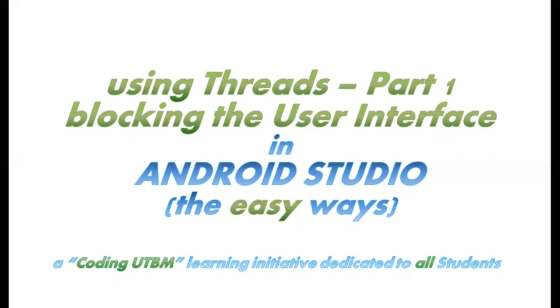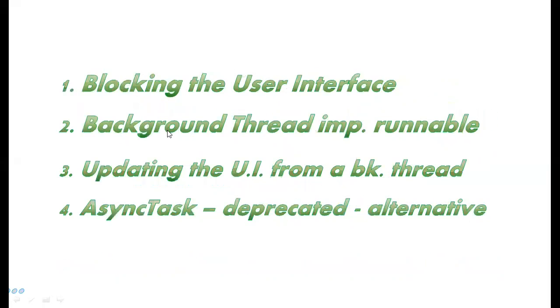So as I was telling you, this is going to be a series of 4 videos. The first one is about blocking the user interface, so actually why we need threads and what happens if we don't use them. Then the second video will be about background threads implemented with Runnable, so how to fix the problem of blocking the UI and how to go around it and how to properly use a thread.